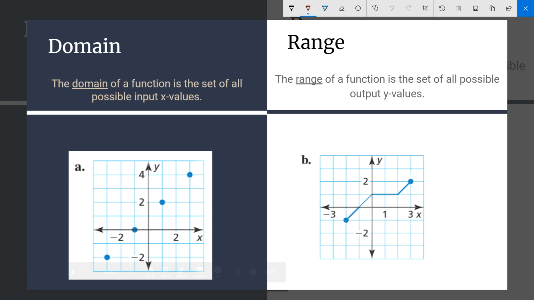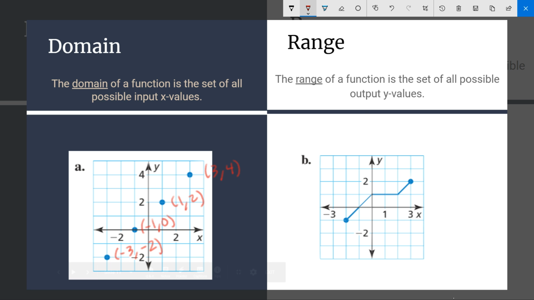I'm going to write the coordinate points for all of these points in part A. So this one is -3, comma, -2. The next point is -1, comma, 0. This point is 1, comma, 2. And the last point is 3, comma, 4.